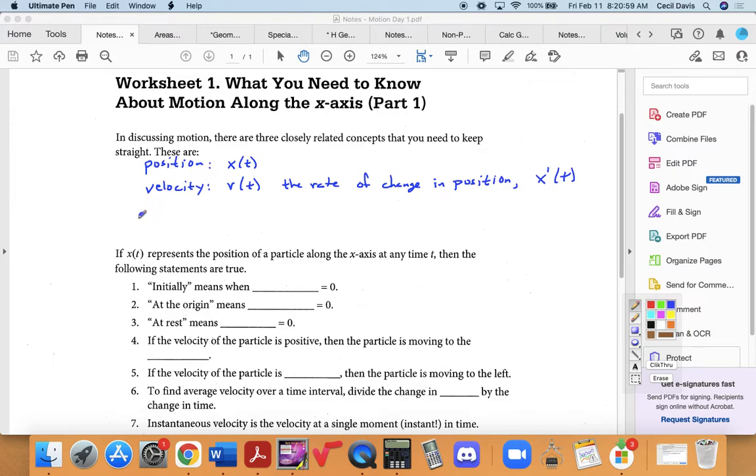And then acceleration, typically we'll use a of t for that, which is the rate of change of what? Velocity. Of velocity. V prime of t or x double prime of t, same thing. So cool.